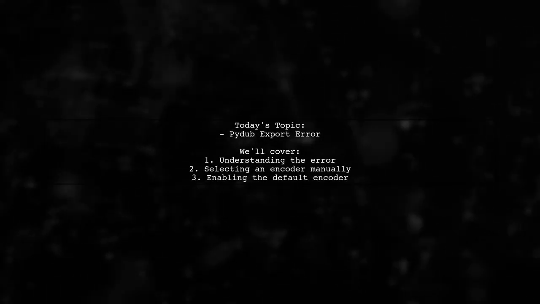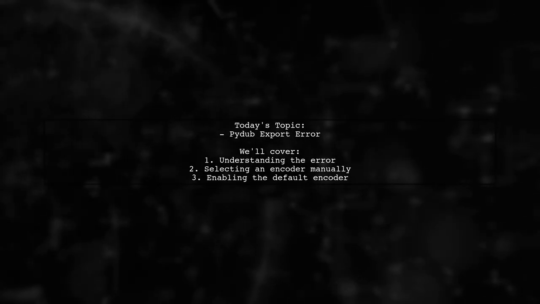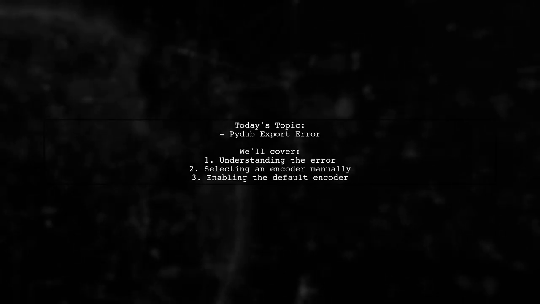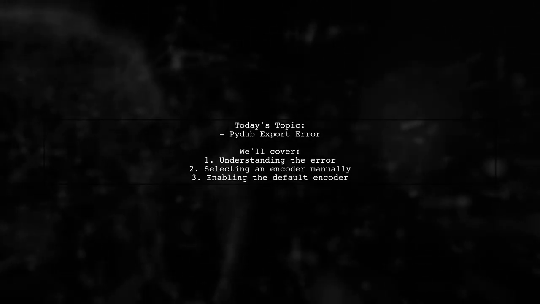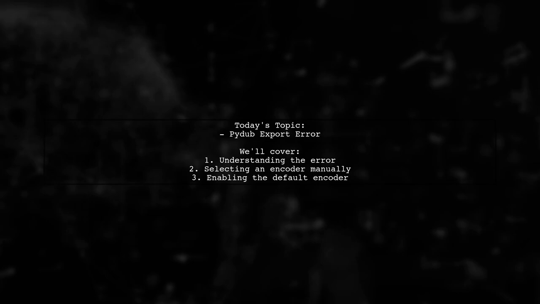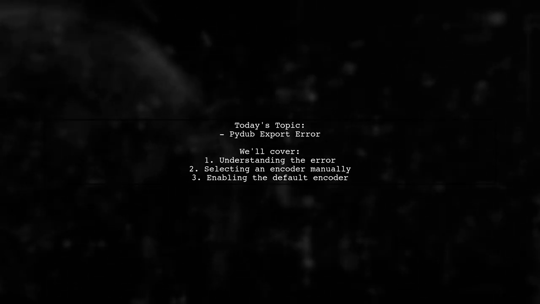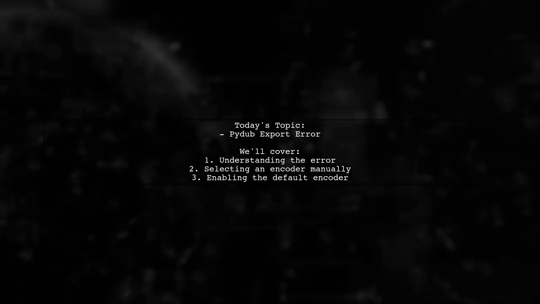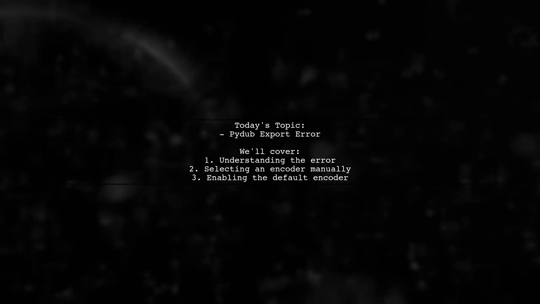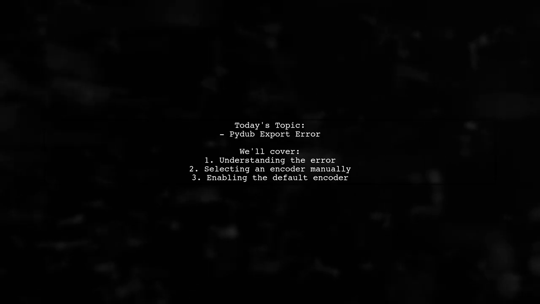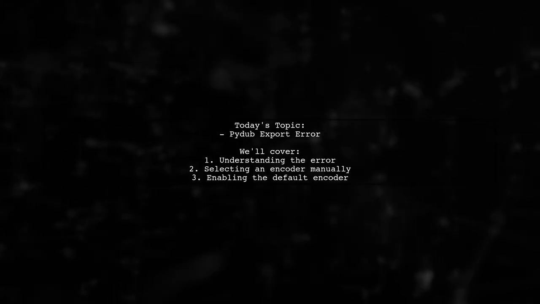Today, we're tackling a frustrating issue that many Pydub users encounter. One of our viewers has run into an error while trying to export an MP3 file. The message reads, "automatic encoder selection failed for output stream 00. Default encoder for format MP3 is probably disabled. Please choose an encoder manually."